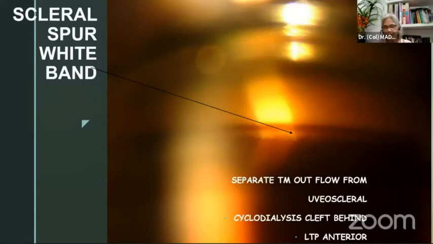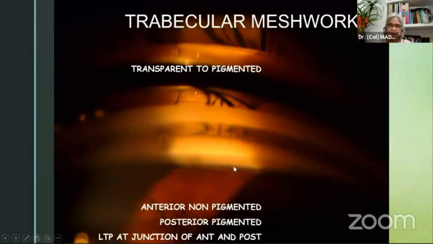Now anything behind that would be a ciliary body band, cyclodialysis cleft or iridodialysis. The uveoscleral flow is behind the scleral spur and the TM flow is ahead of it. So it's a very important landmark. And this white line is very, very important for all of us to keep in mind that this is essential to identify. Then comes this beautiful trabecular meshwork, which could be pigmented or non-pigmented.